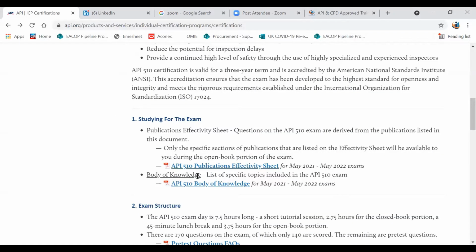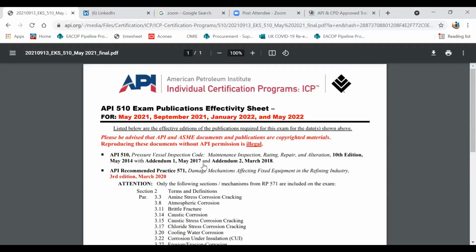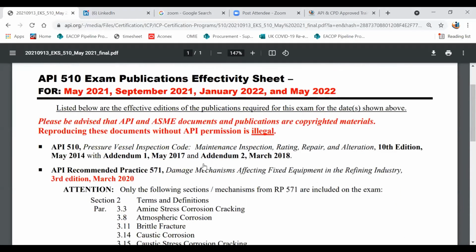We will go over the publication effectivity sheet, and let's see what this is. If you come here, you can see that the publication effectivity sheet is actually a series of study material that you should study, as you know. But how is this actually listed by API?